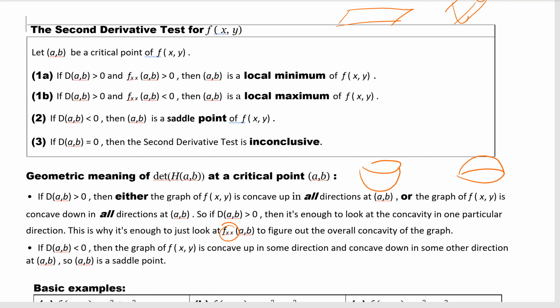So what does fxx mean? Well, you have your surface, right? And then you look in the x direction. You use a plane to intersect, and then you can see here this curve is concave down, right? So that's why, if fxx is negative, then this curve is concave down.